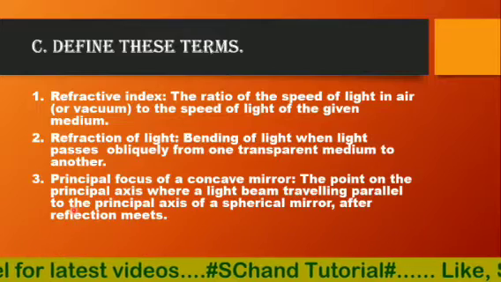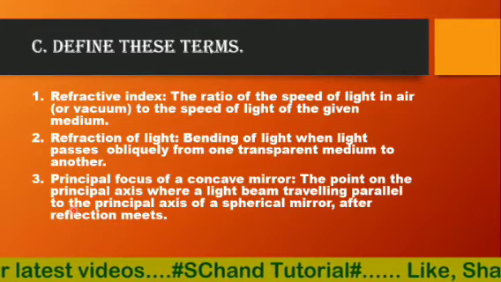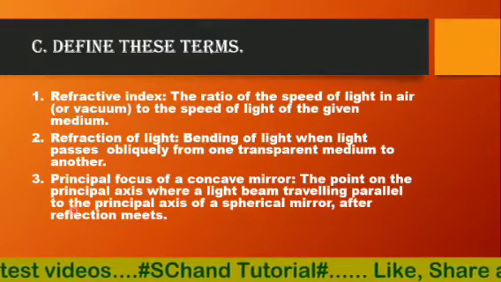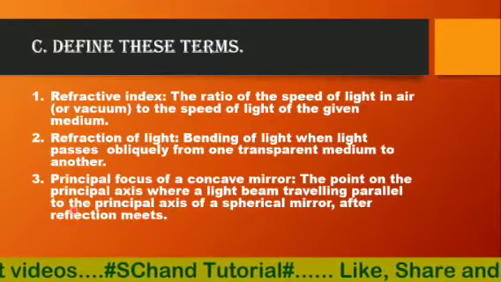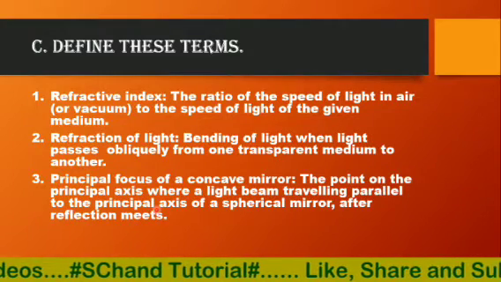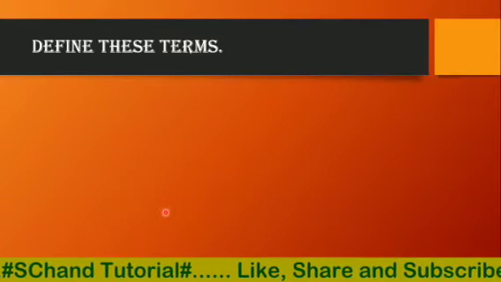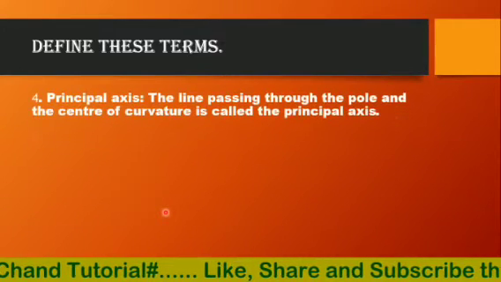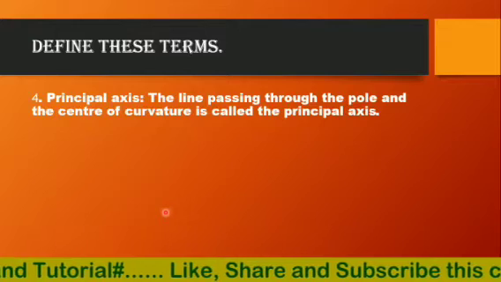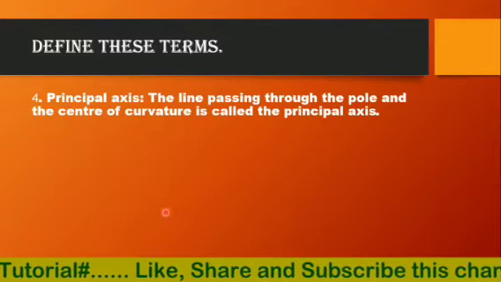Number 3, principal focus of a concave mirror: the point on the principal axis where a light beam traveling parallel to the principal axis of a spherical mirror meets after reflection. Then we have principal axis. Principal axis is a line passing through the pole and the center of curvature.